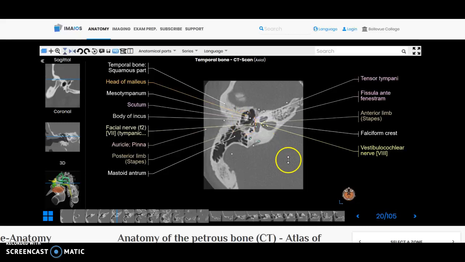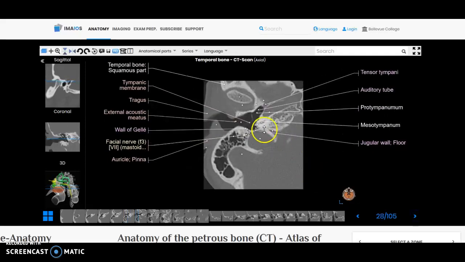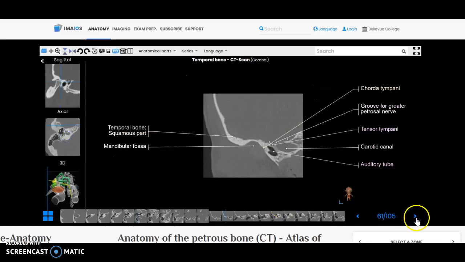They're just superior to the tympanic membrane and medial to the tympanic membrane. So there's a tympanic membrane here. So they sit superior to that and then also a little bit medial as well. And then I'm going to show that to you on coronal slices. So let's take a look at that.